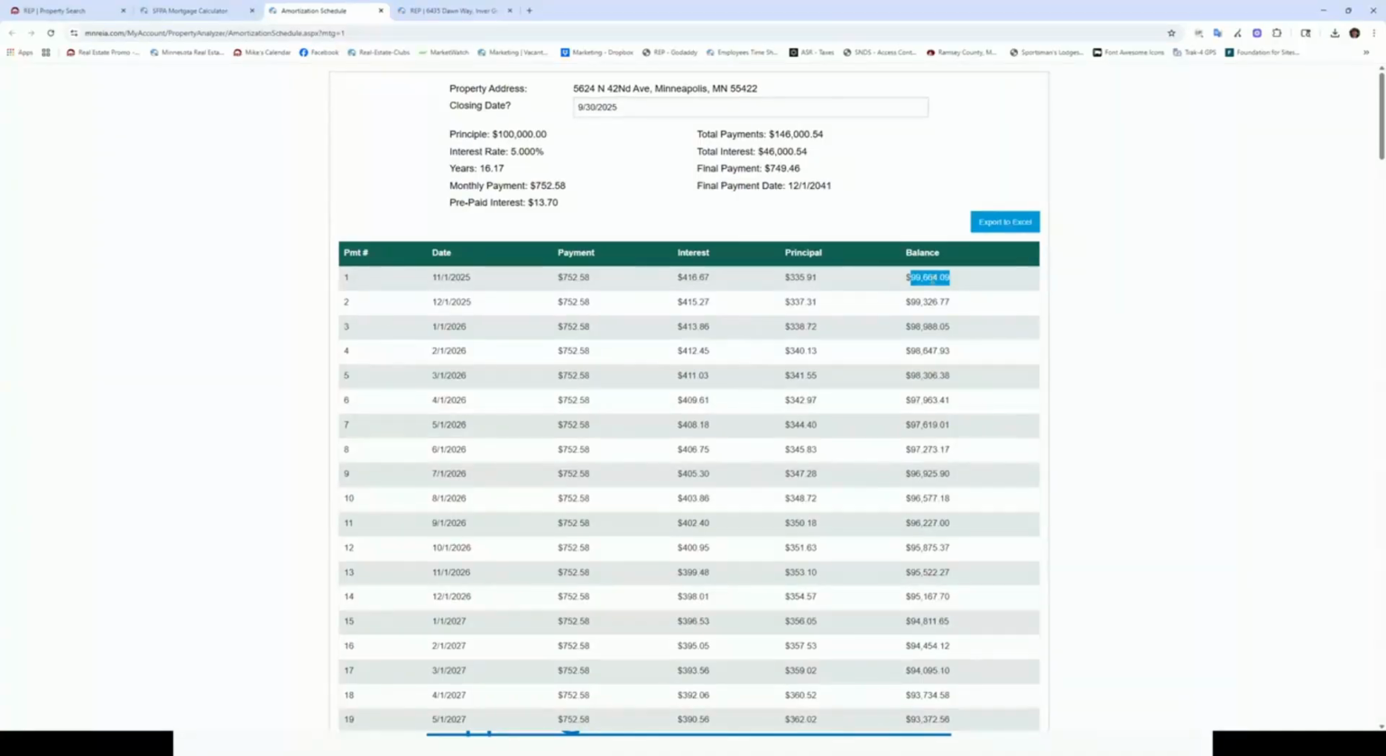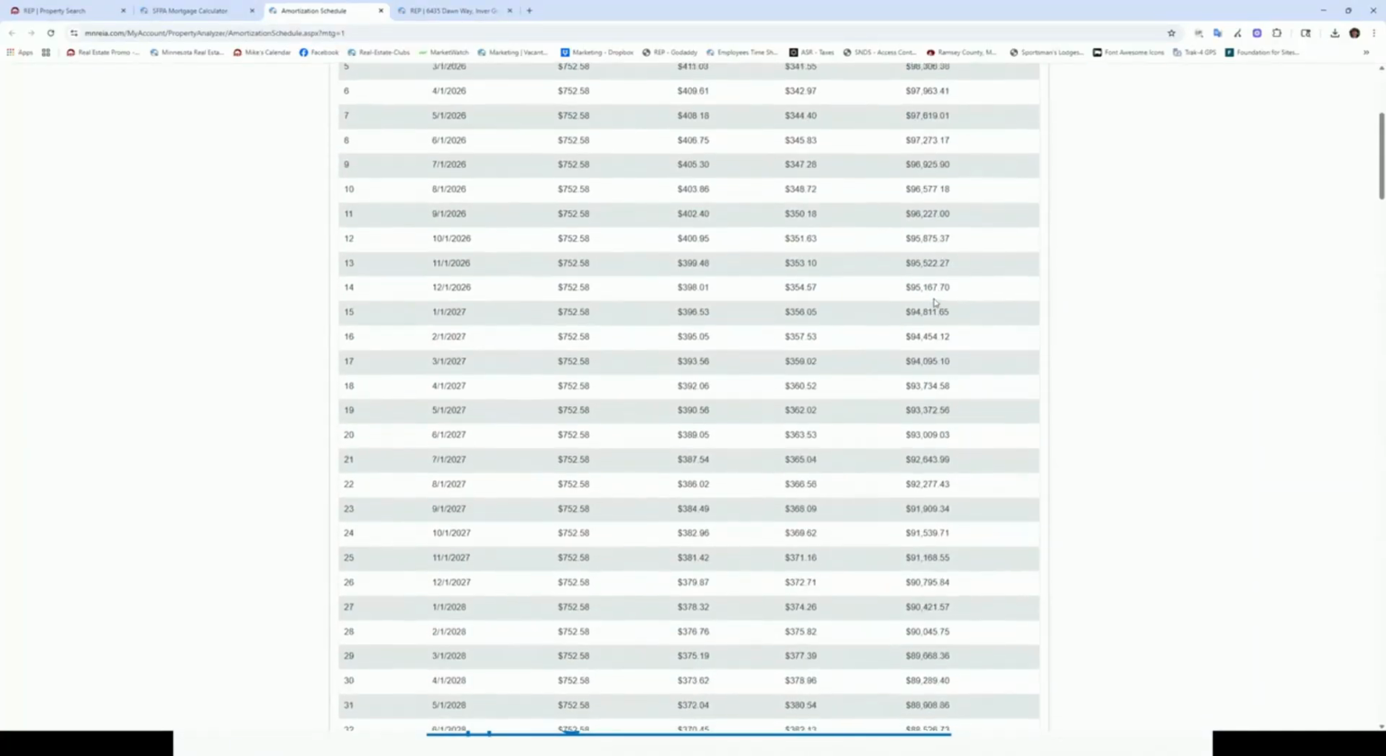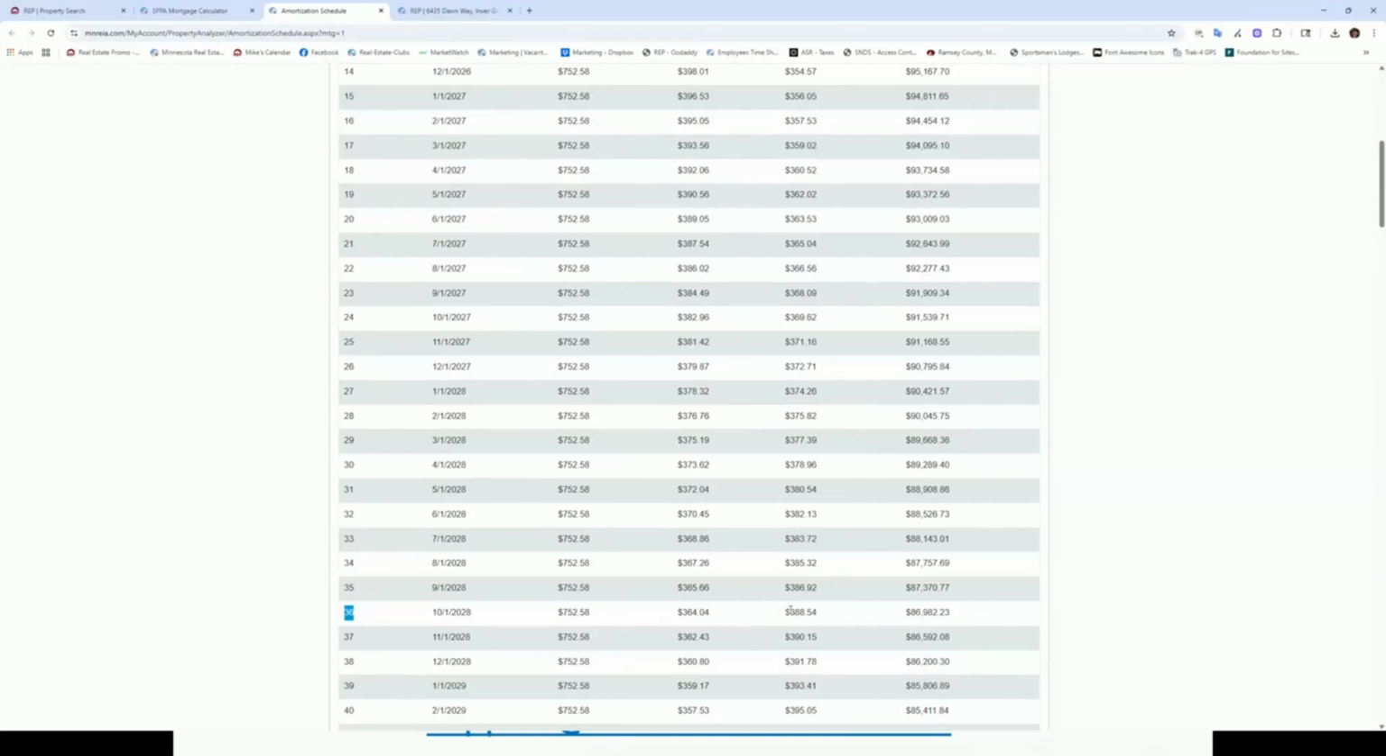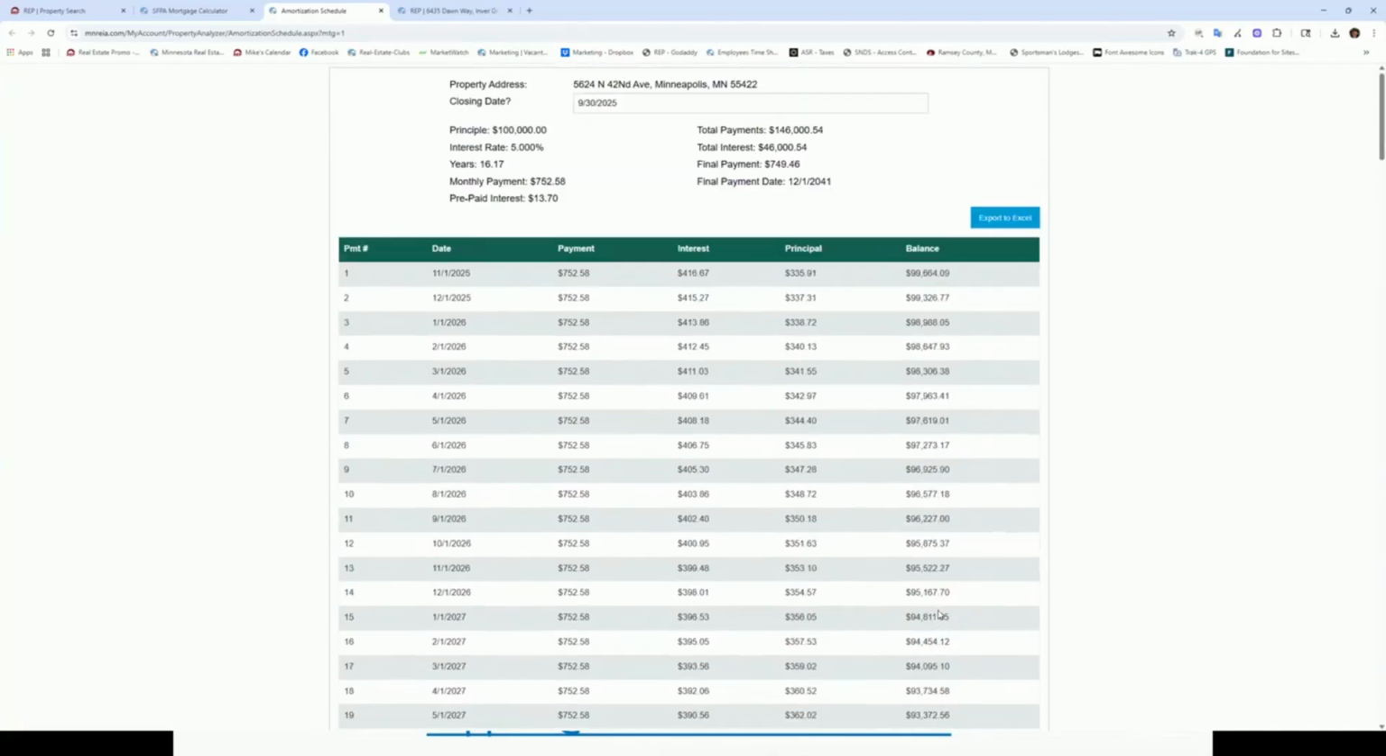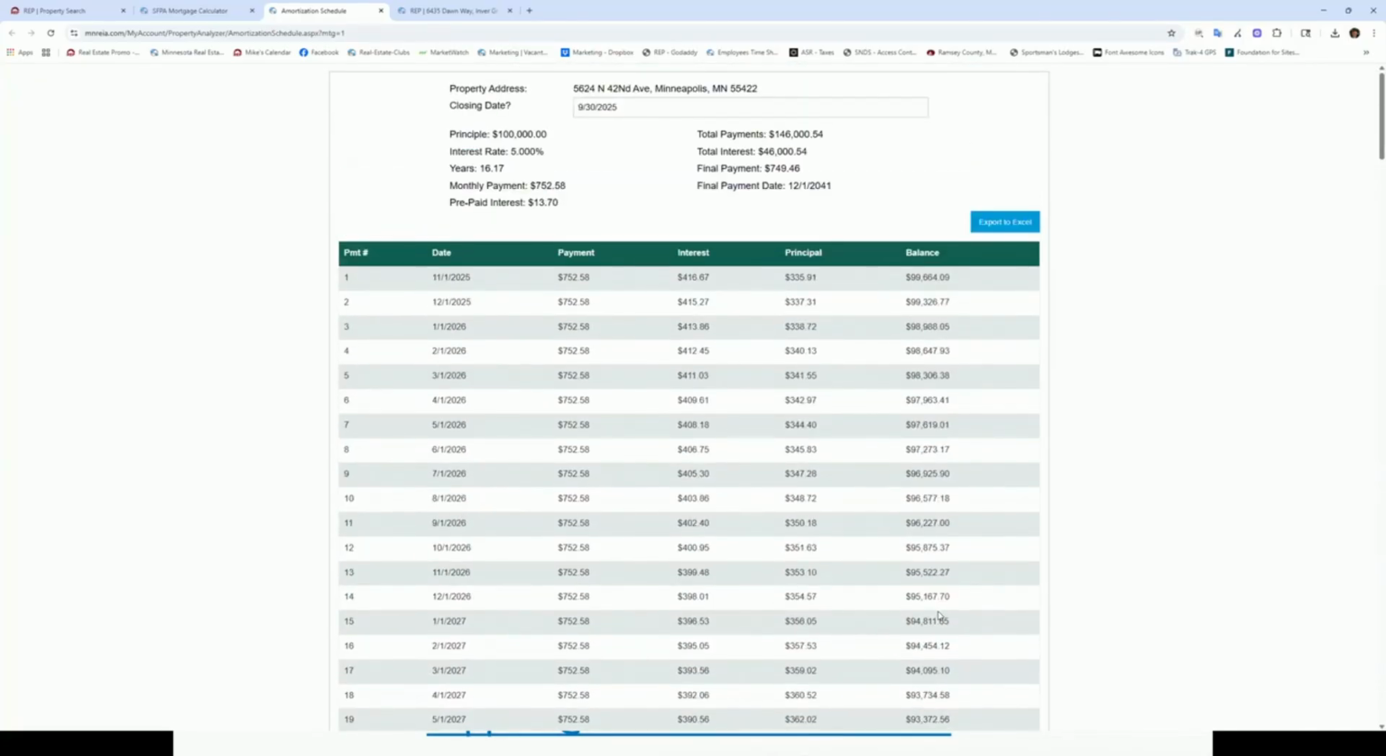Well, how much do we still owe so we know what we can profit? If I come down here 36 months, we'd still owe $86,982. Right, so we've only paid down about $13,000 in 3 years on the principal. That means most of that money that we've been making the payment on goes to interest. But it's nice to have this amortization schedule.